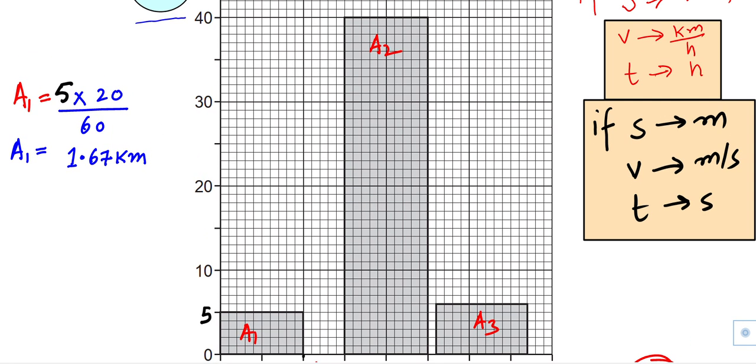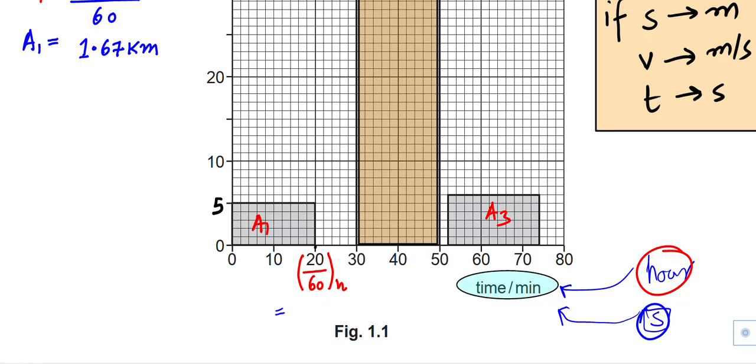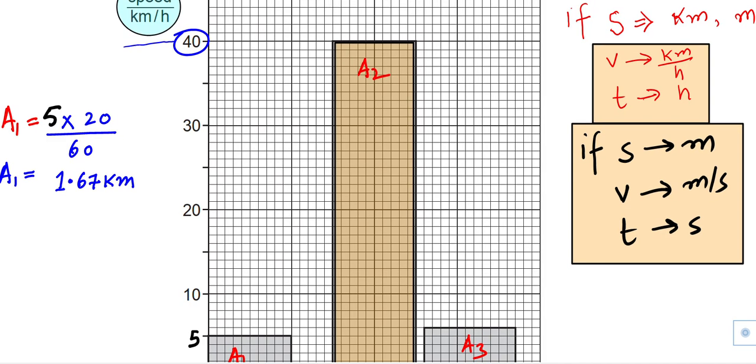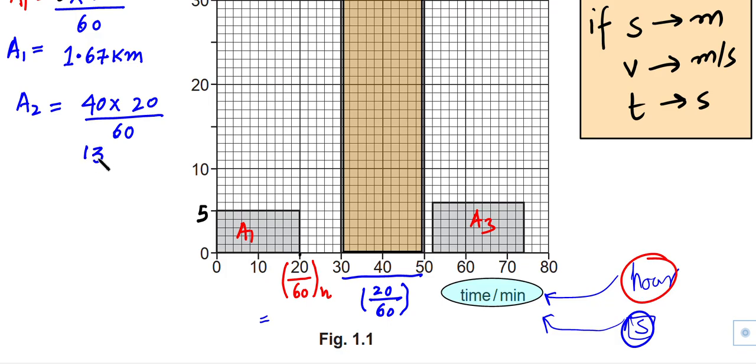What about the next? Next, I have to figure out this area too. Hamza, be careful about this. Look, for this area, the base is between two values, and what are those values? Yes, the base is between 30 and 50, so again it is 20, but the time is in minutes, so I will convert it into hours by dividing by 60. And what about the height? It is 40, so area 2 is equal to 40 times 20 divided by 60. You get 13.3.